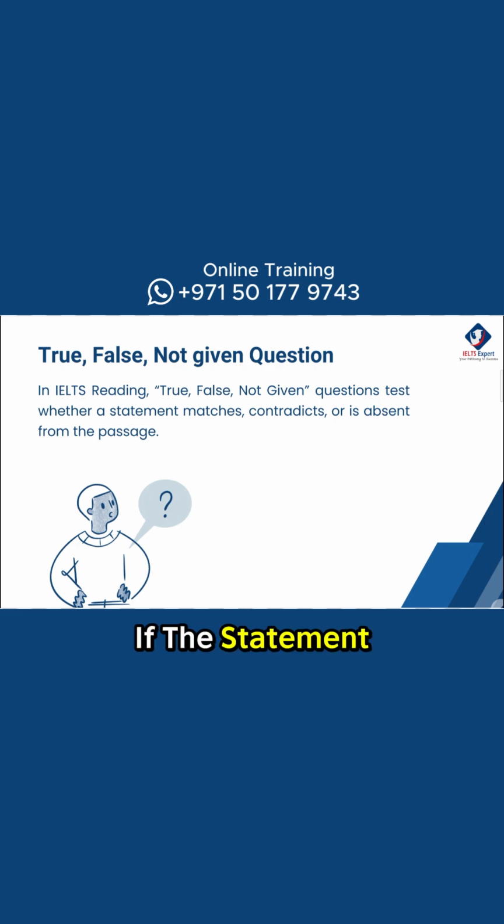If the statement matches the information in the passage, you're going to decide true. If the statement contradicts the passage, you're going to decide false. If there is no information regarding the statement, or if the passage is silent about the information in the statement, you're going to decide not given. So you can decide true, false, or not given, right?